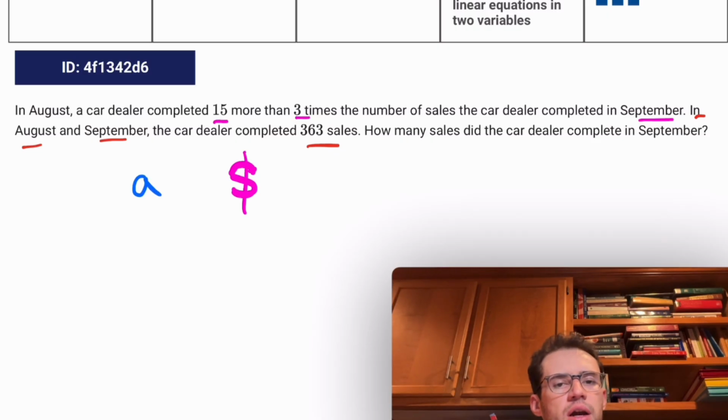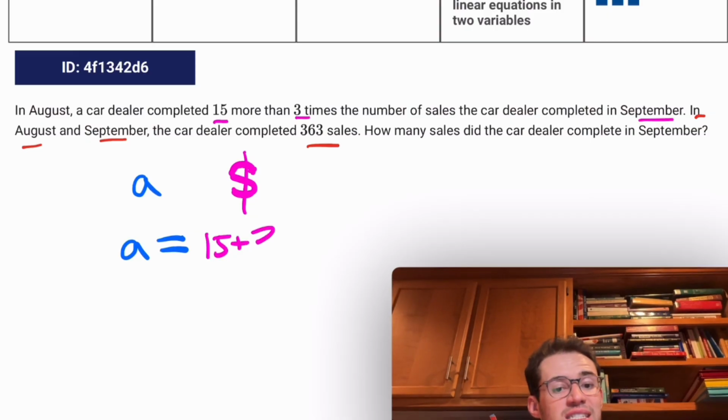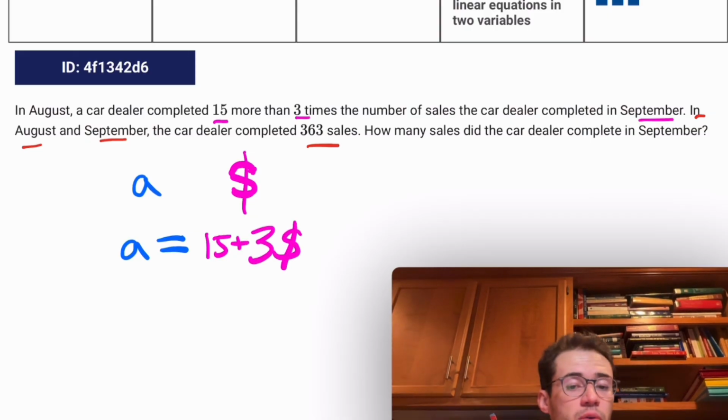So it says in August, a car dealer completed 15 more than 3 times the number of sales from September. So that means that A is equal to 15 more, so 15 plus 3 times the number of sales. So that's 3 times S. All right, so that's one of your equations. It's just from this part: in August, 15 more than 3 times S.